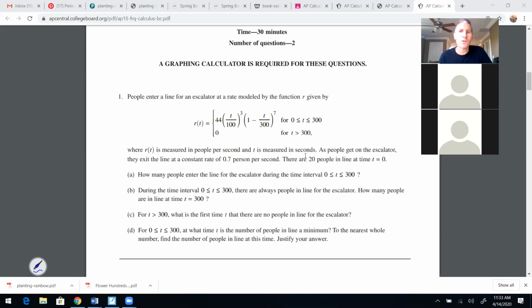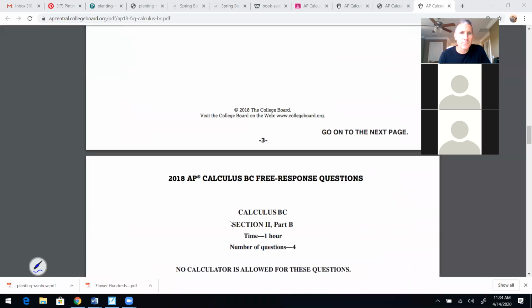Anyway, and then they tell us there are 20 people in line at time t equals 0. So right when we start, there are 20 people in line waiting to get on the escalator. They're getting on the escalator and therefore exiting the line at 0.7 people per second. So that's like a negative in terms of the rate at which it's impacting the number of people in line. And then this up here is the rate at which people are entering the line. So then they ask you a bunch of questions based on that. I think I've given you enough information to get you started on that. Anyway, let's move on to problem 3.